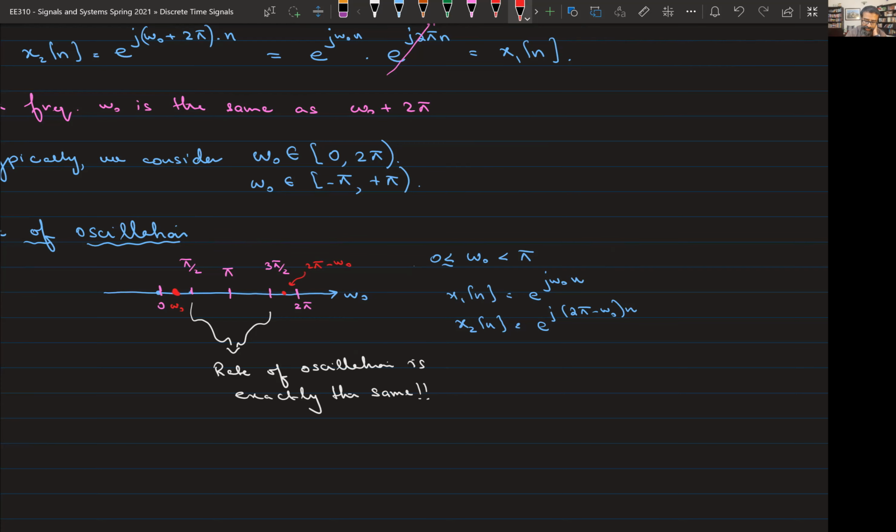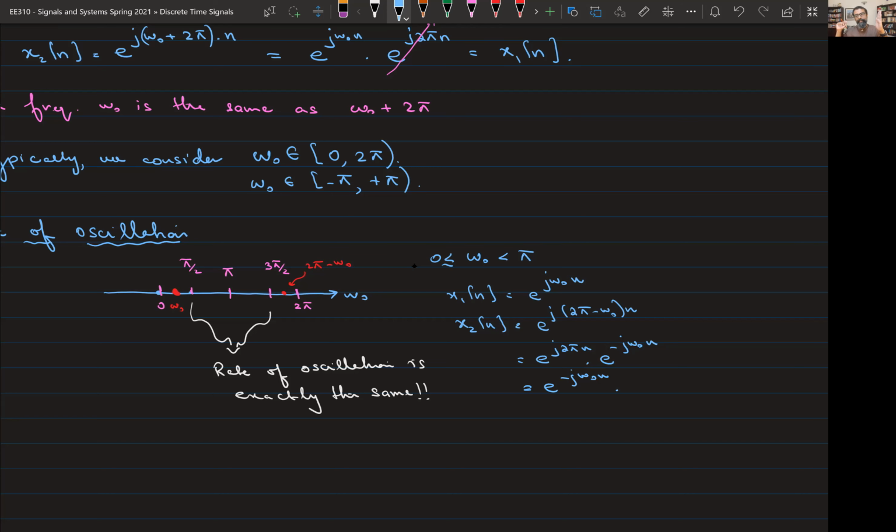Let's analyze what happens here. This is e raised to power j, which I can expand: this is 2 pi n and e raised to power minus j omega naught n. And this is the same as e raised to power minus j omega naught n, which is the same rate of oscillation, except it's in the other direction. And you've been able to prove this. So my conclusion is that if omega naught is between 0 and pi, then omega naught and 2 pi minus omega naught have exactly the same rate of oscillation.